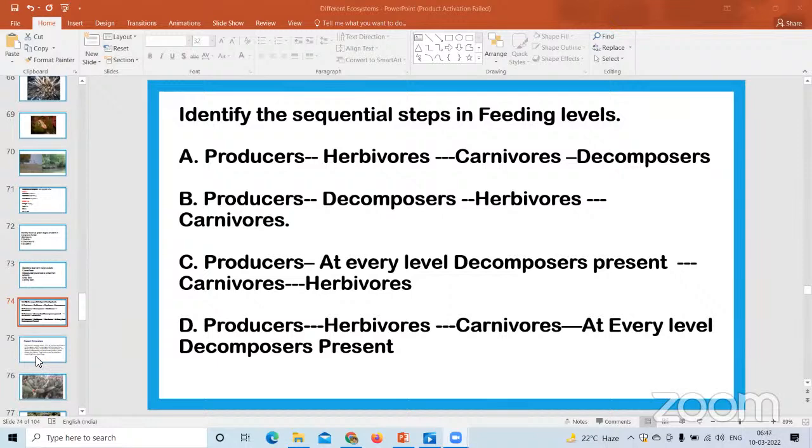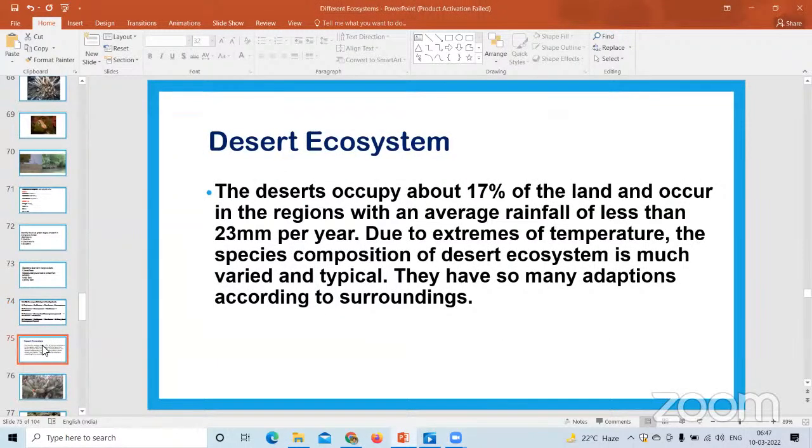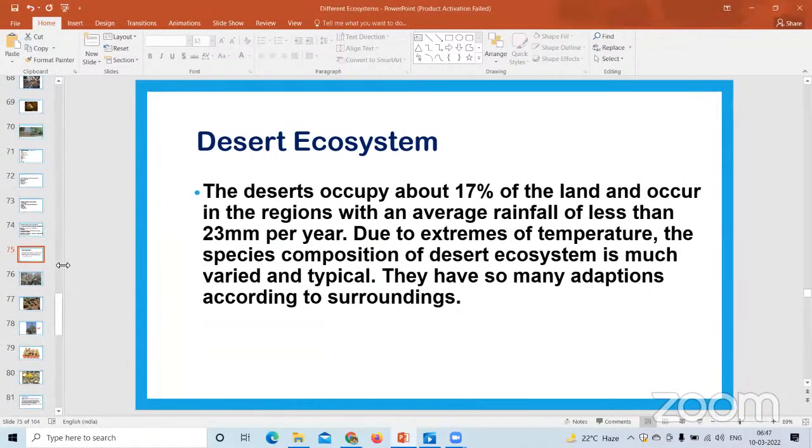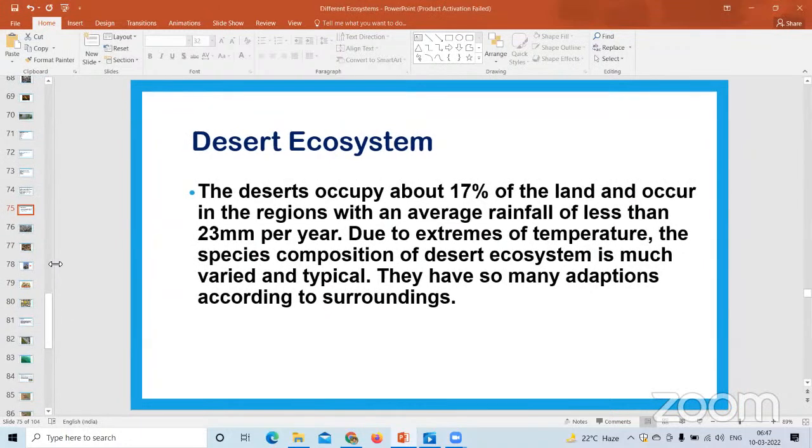Okay. And now I am moving on to the interesting ecosystem, desert ecosystem. Why is it interesting, children? In desert ecosystem, water content is very less. 17% of land and occurs in the region with an average rainfall of less than 23 mm per year. See, the rainfall is very less here. Temperature is very high. And water content is very less. And it is completely covered with sand. And these kinds of environment or climatic conditions are observed in desert ecosystem.